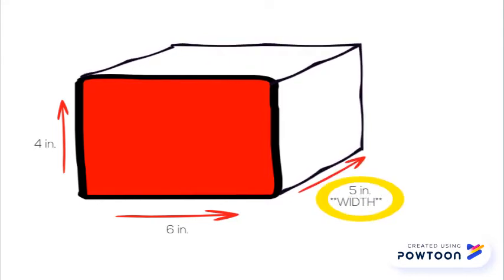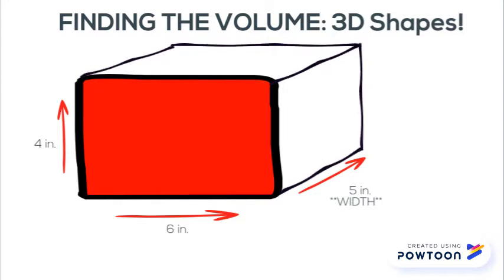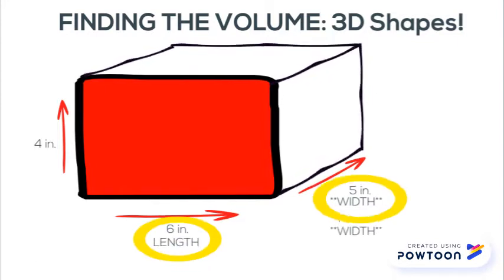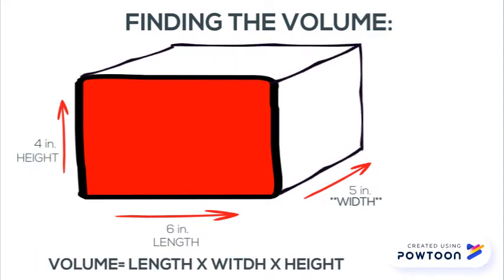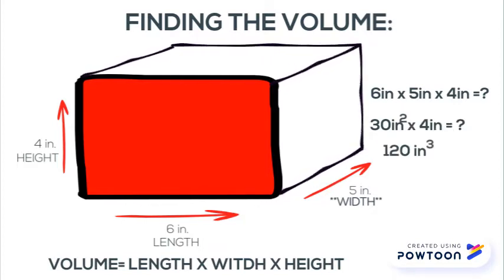That's the width. So class, there are three very important measurements you need to find the volume: the length, the width, and the height. Once we have these three measurements, we can multiply them together to find the volume. The formula for volume is length times width times height. In this case, we would take 6 inches times 5 inches times 4 inches, which would equal 120 inches cubed.